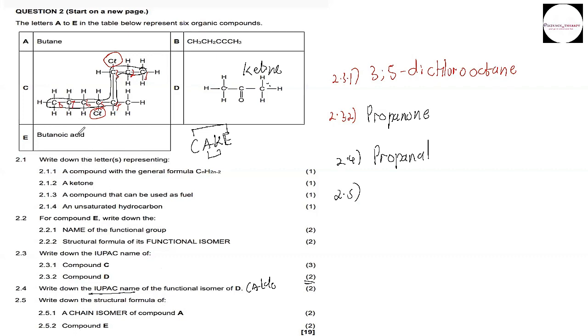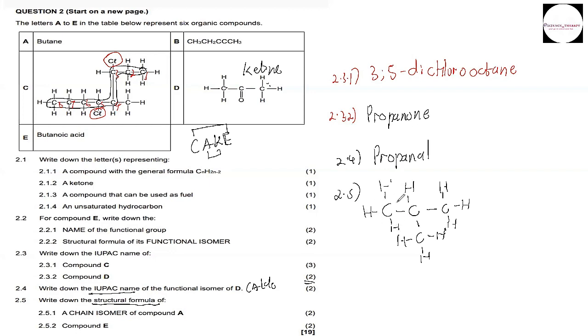Then 2.5, write down the structural formula of the chain isomer of compound A. Chain isomer of compound A. So we should write down the structural formula. Now butane has 4 carbon atoms. So all we should do to make it a chain isomer is just introduce a branch here, but we maintain that the total number of carbon atoms will still be 4. Then just like that, we have created a chain isomer.